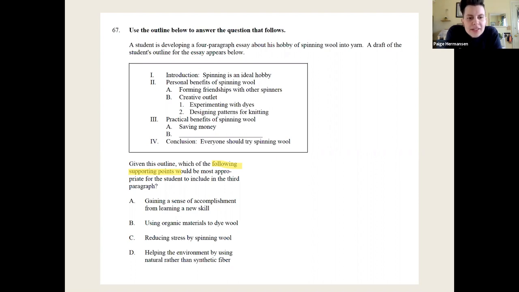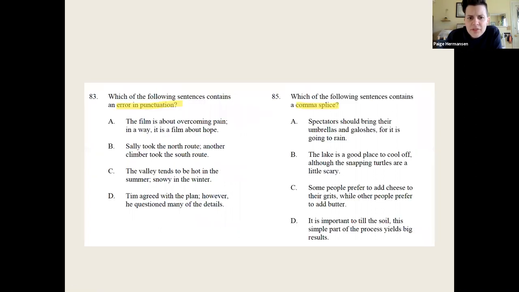So D there is one that, like helping the environment, is a practical benefit. Using organic materials to dye wool might be something you could do to benefit the environment in the course of this project, but that wouldn't go under the heading of being a practical type of benefit, right? Okay, excellent job. So let's look at just a couple more of these.